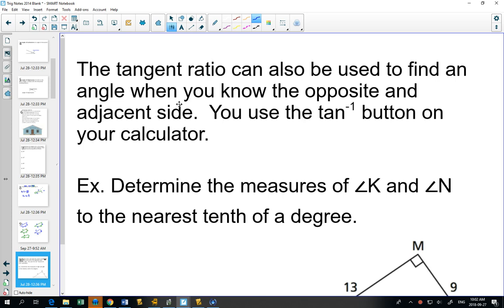So the tangent ratio can also be used to find an angle when you know the opposite side and the adjacent side. And we're going to learn a new button on our calculator, which is above the tan button. You'll see it written as tan inverse. And that undoes the ratio to find the angle. And this is where your calculator is so powerful.